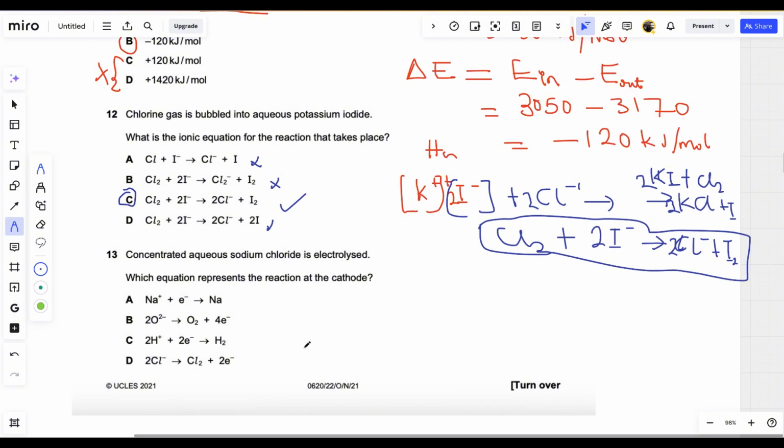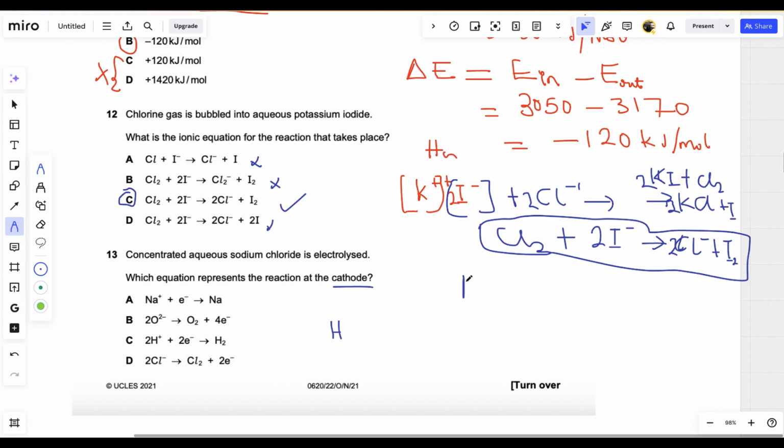Question 13 says concentrated aqueous sodium chloride is electrolyzed. It's concentrated aqueous, so there's water in it. Which equation represents the reaction at the cathode? Cathode is the negative electrode, so it's the positive ion that will take part. Of course, this one is very famous. You should know this one, hydrogen.